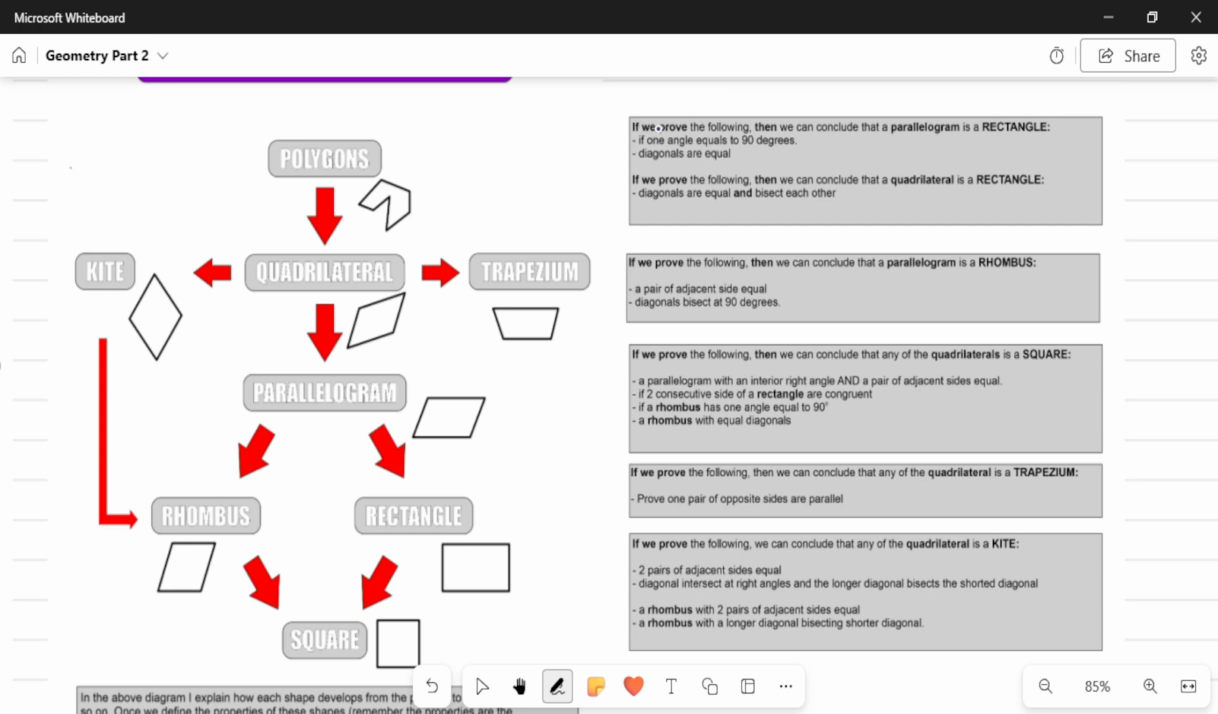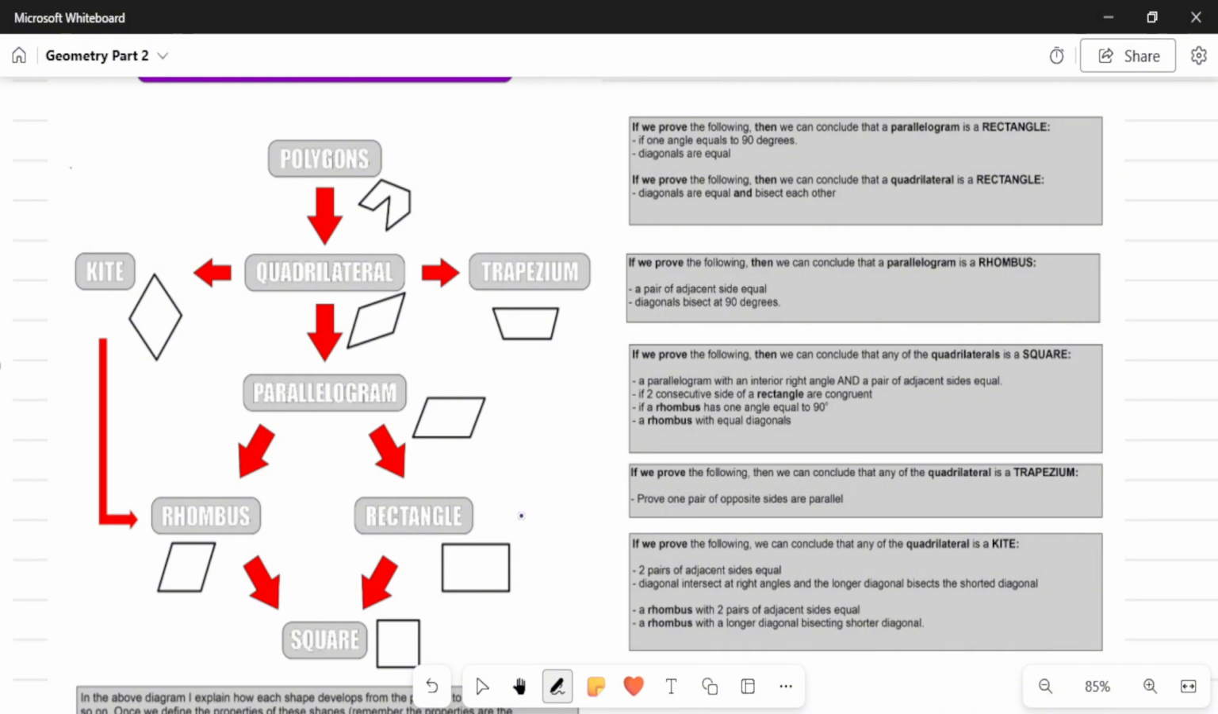Listen to this. If we prove the following, and you see I'm using if, then we can conclude that a parallelogram is a rectangle. And so what we can say is, if you are given this diagram in the paper, and they call this diagram a parallelogram, then all you need to do is prove that one angle is equal to 90 degrees and then you have a rectangle. If they tell us that this diagram here is a parallelogram, then I just need to show that the diagonals are equal and then I can prove that this parallelogram is in fact a rectangle.